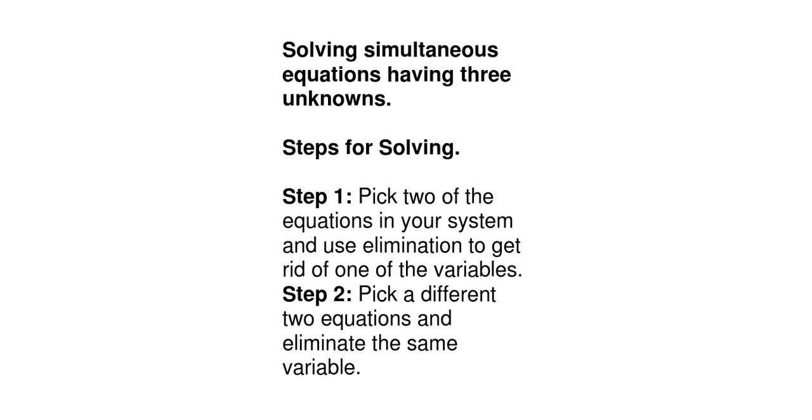Hello learners, today I am going to teach you how we solve simultaneous equations having three unknowns. Three unknowns means we have, for example, x, y, and z, or maybe a, b, and c. As long as the equations involve three variables, they are called three unknowns.